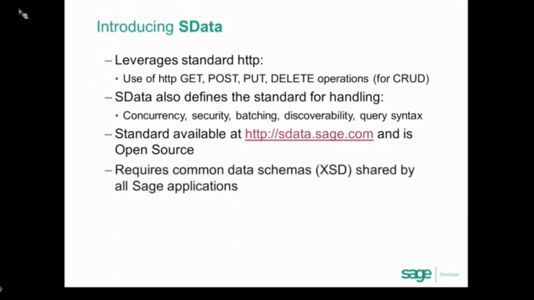Underpinning all of this is the common data schema model, which is an attempt to try and standardize the data that exists in all of the various Sage applications. This way we move towards the model of developing single interfaces. So the way it's described is that SData is basically the language, and the common schemas are the book written in that language. They describe the data that is exchanged between applications.